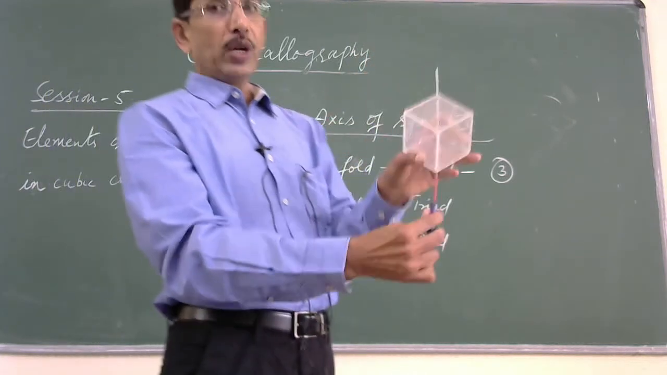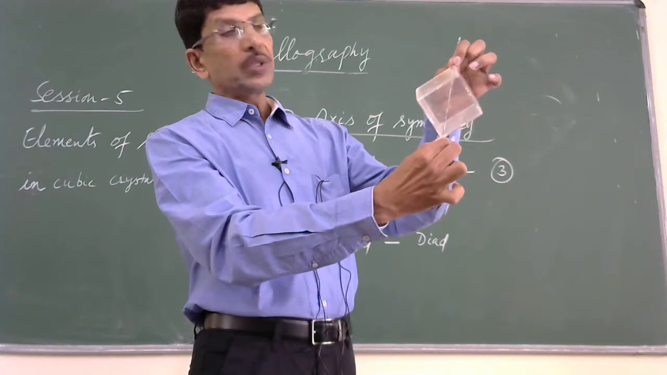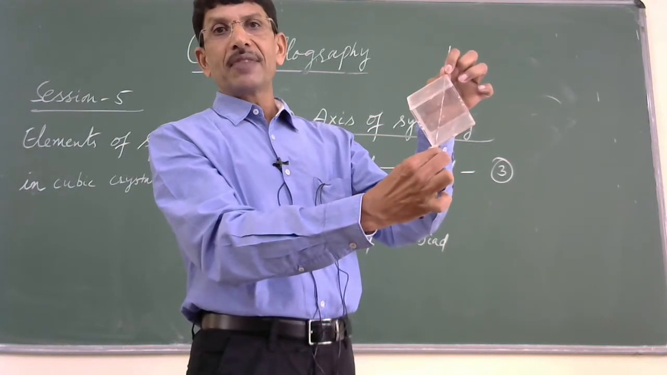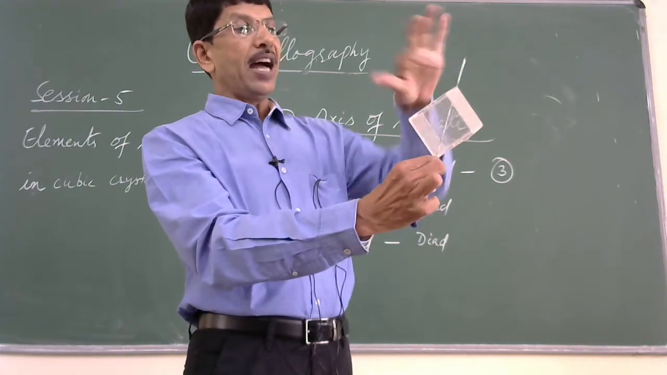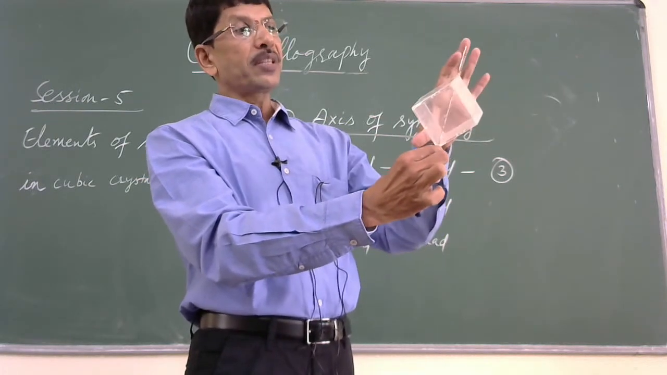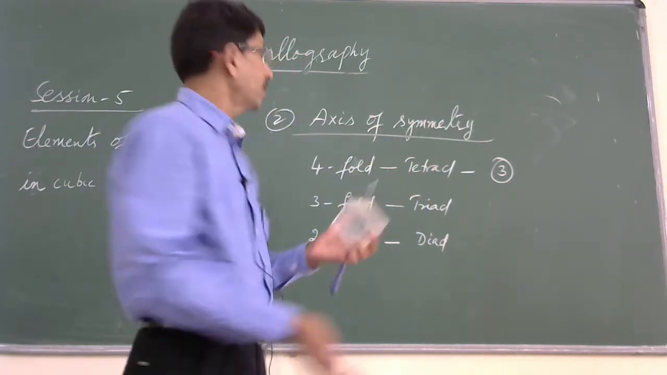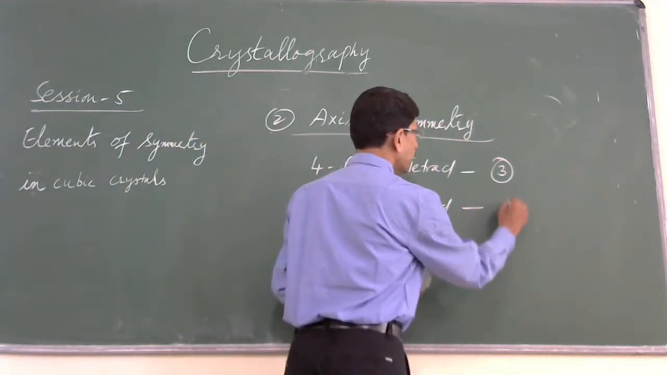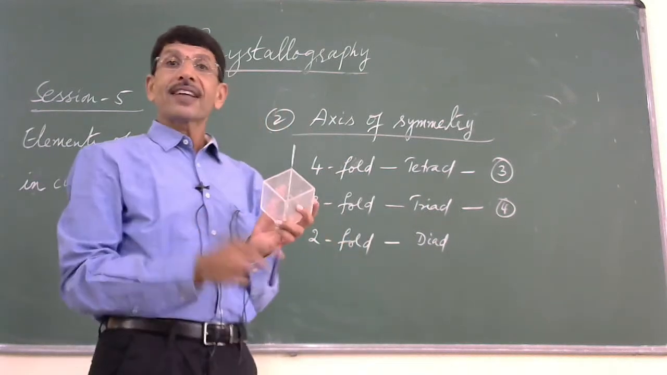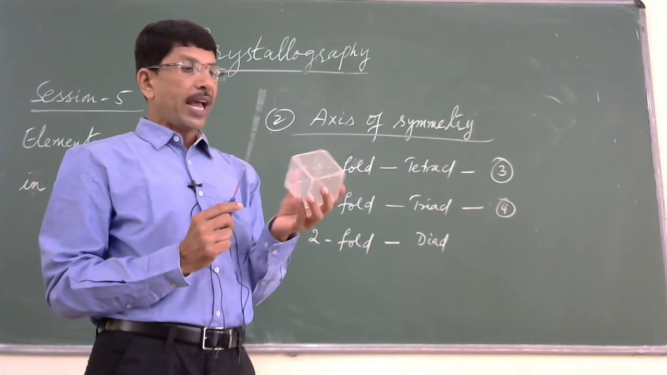And when you look at this model, the 3-fold axis of symmetry passes through the opposite corners of the crystal, and there are 8 corners, 4 here and 4 here. So the 3-fold axis of symmetry passes through opposite corners. So since there are 8 corners, there will be 4 3-fold axes of symmetry. So that is about the 3-fold axis of symmetry.